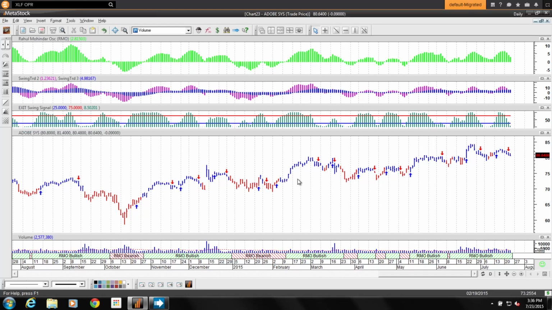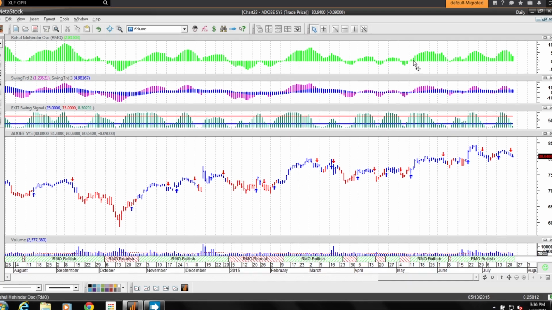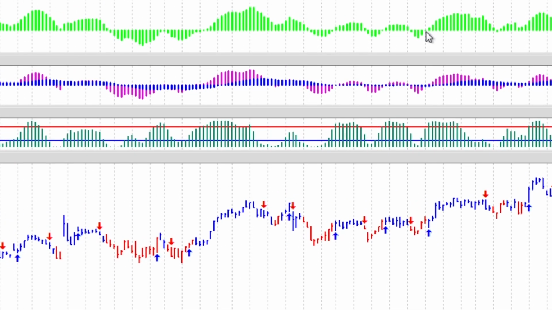We'll begin our demonstration by looking at a chart of Adobe Systems. Here you can see Adobe Systems with the RMO template applied. With the RMO, what we're looking for as a buy trigger is the RMO indicator crossing above the 0 line, a new blue bar, and a new blue arrow. So if we go back in time, back in May was the last time that this happened. So that was an entry point.